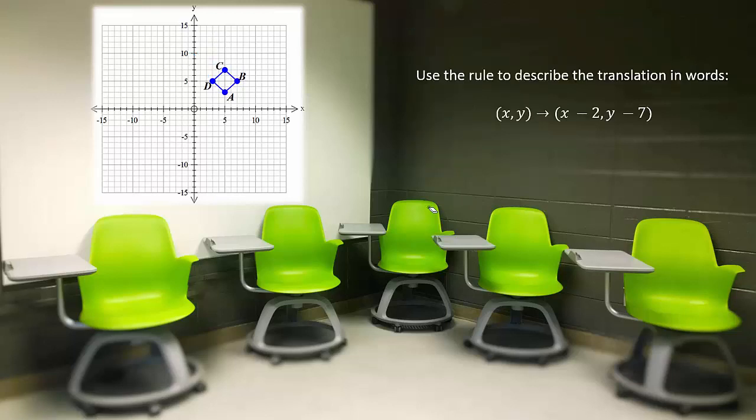Example 3 says, use the rule to describe the translation in words. So looking at our original image, it says -2, so we're going to go left 2, 1, 2, and then -7, 1, 2, 3, 4, 5, 6, 7. So if we were mapping from D to D prime, this is where the image would end up. So we went left 2 places, or 2 units, and down 7 units.